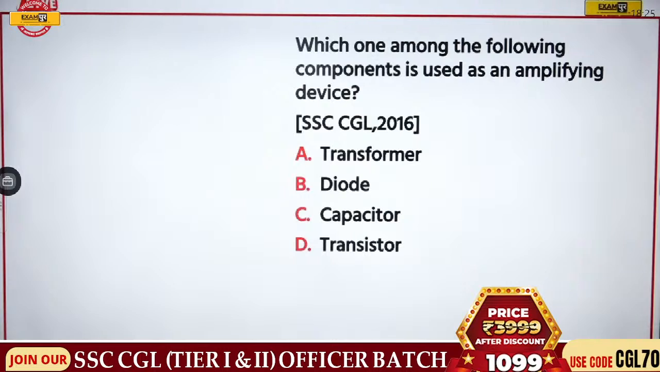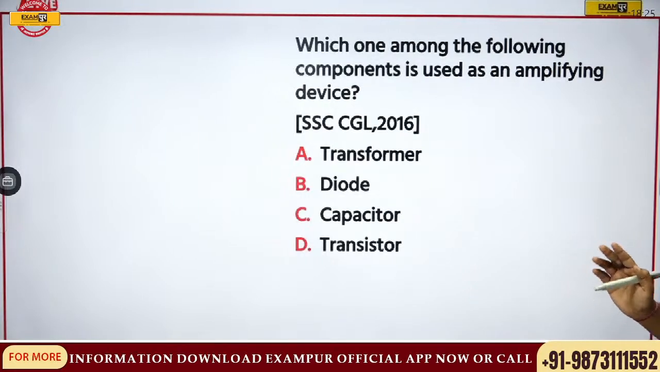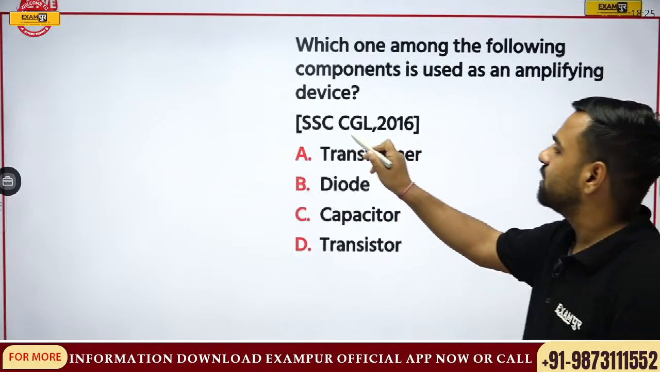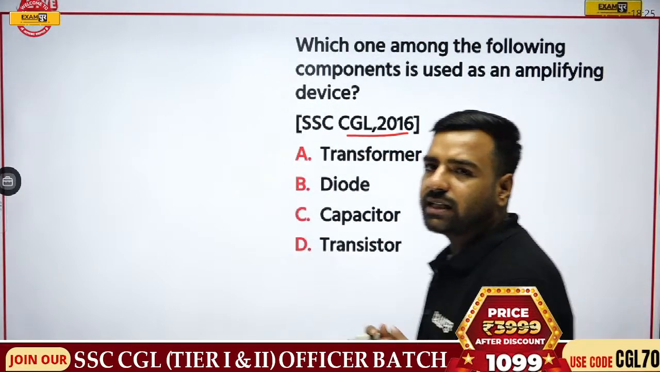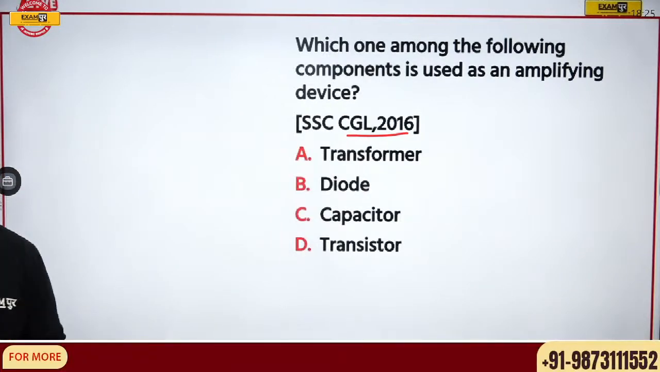Which one among the following components is used as an amplifying device? So is it transformer, diode, capacitor or transistor? Now this is from CGL again. So is it transformer, diode, transistor or capacitor? What is going to be the correct answer?